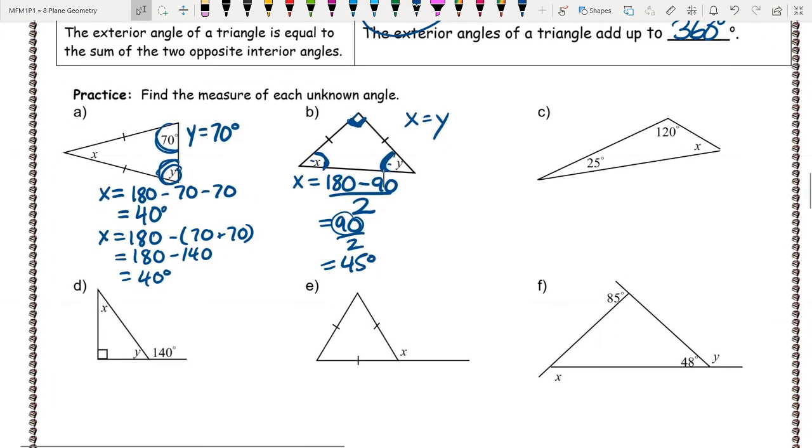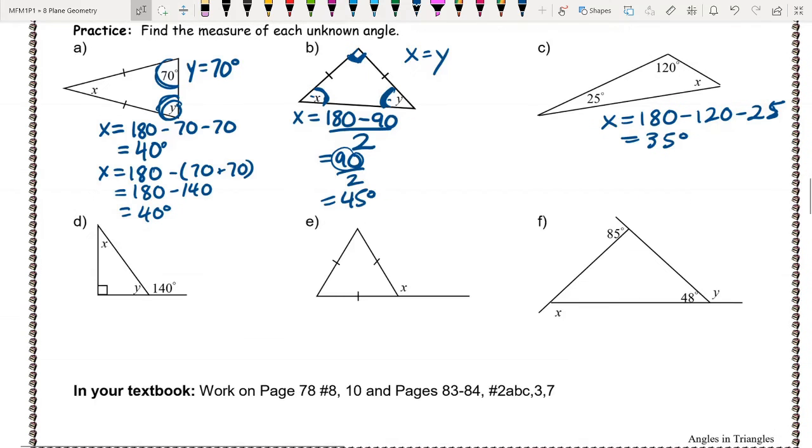All right, and then for C, this one's a little simpler. In C, I'm looking at a scalene triangle. I know a triangle has the sum of interior angles of 180. So to find a missing angle, I do 180 subtract 120 subtract 25, and that gives me an answer of 35 degrees. Looking at question D.